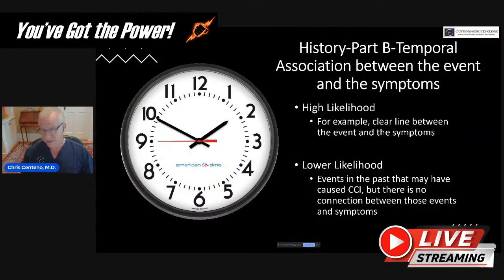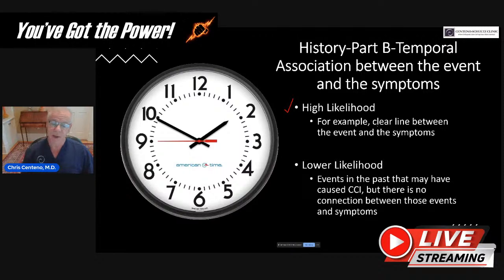Now, the second part of history is temporal association between the event and the symptoms. So what does that mean? That means that there's something that happened, and then shortly after that, the symptoms began. For the high likelihood category here, we're going to see a clear line between the event and the symptoms and not much time. So again, going back to the example I just gave, I got into a car crash. A week later, I started getting headaches and dizziness. That's a nice temporal association between those two.